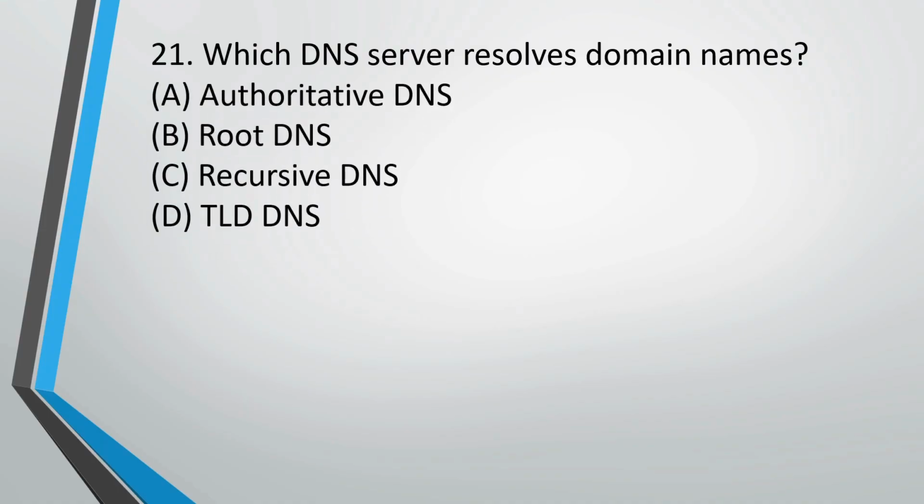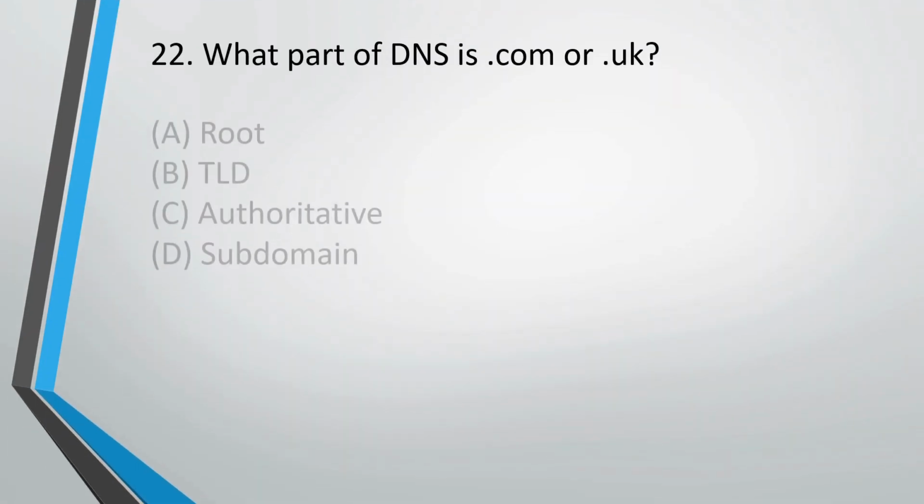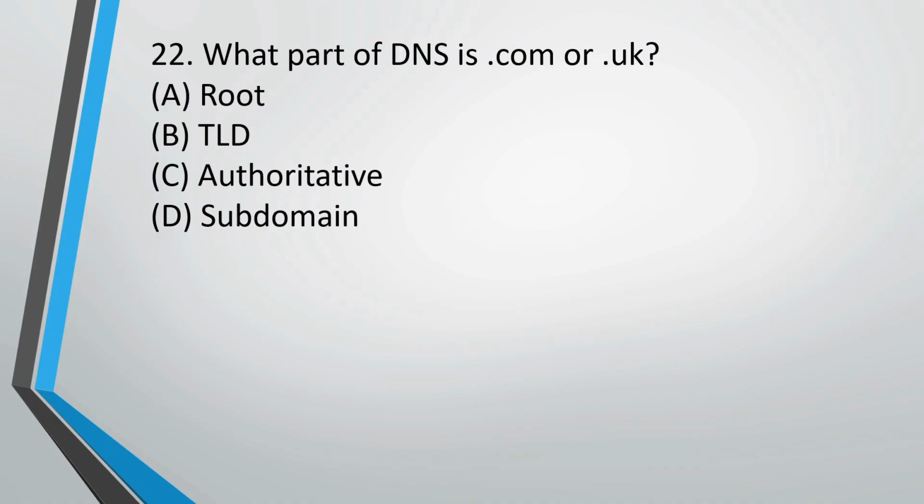And the next question is: which DNS server resolves the domain name? Options are authoritative DNS, root DNS, recursive DNS, TLD DNS. The correct option is authoritative DNS. Next question is: what part of DNS is .com or .uk? The options are root, TLD, authoritative, subdomain. The correct option is TLD.